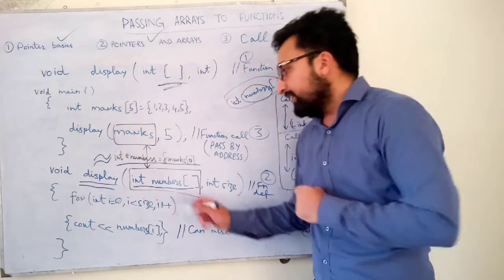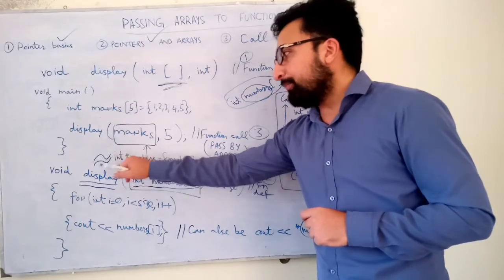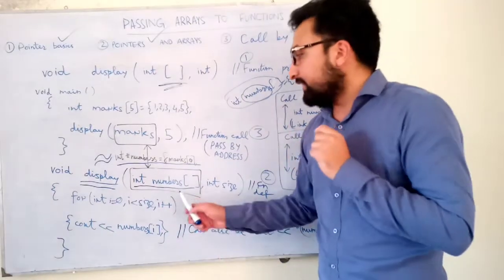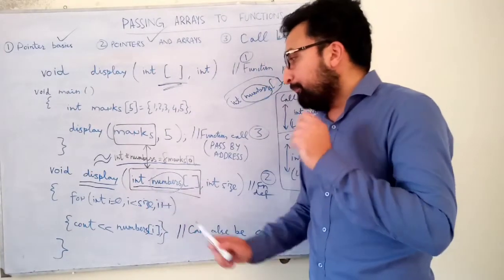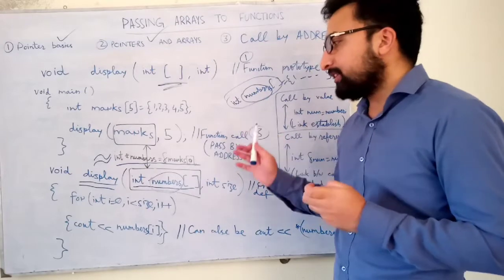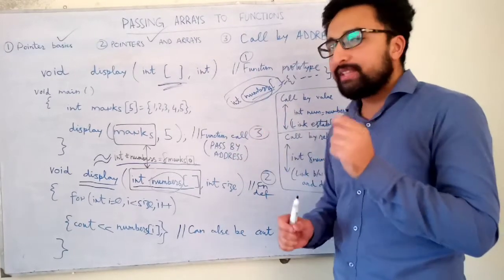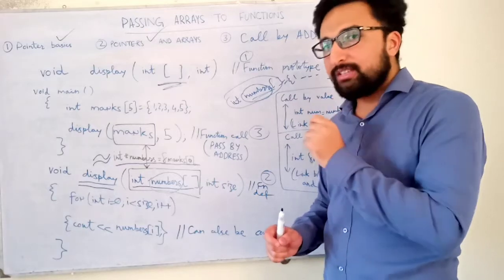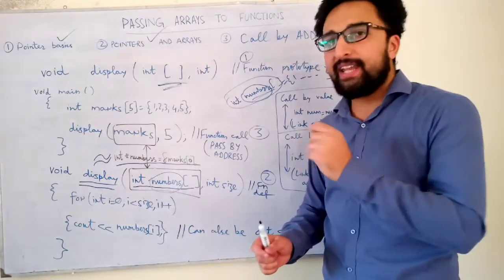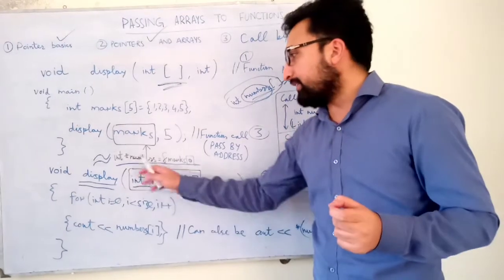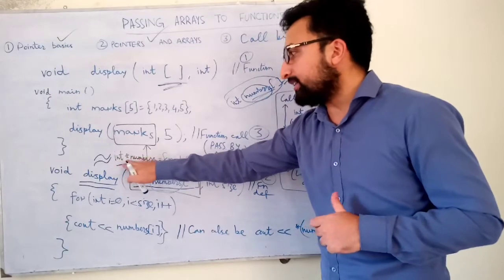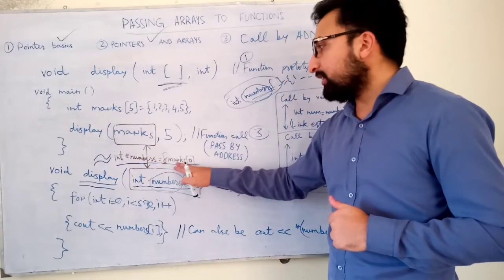And what does this mean? This means that numbers is serving as a pointer variable. That's why equivalency and not equality. Numbers is serving as the pointer to the first element of the array. The array name serves as the pointer to the first element of the array, or this number holds the starting address of the array. So addresses are present in the pointers. So this link establishment is basically equivalent to int star numbers equals ampersand marks of 0.